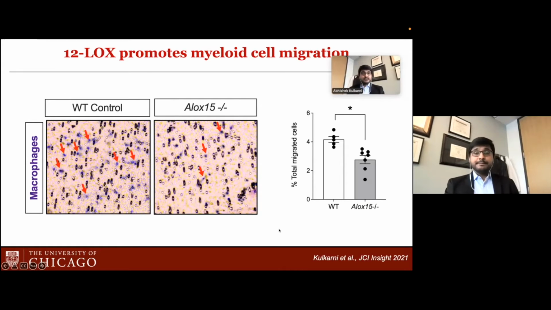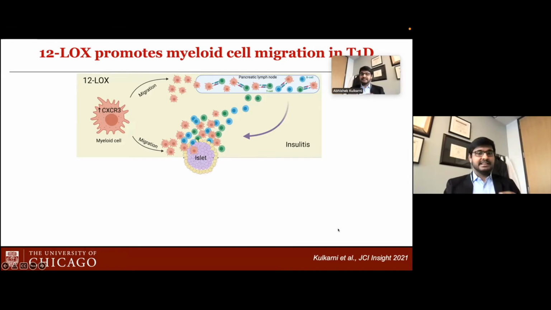The second major finding from this study was that when you delete 12-LOX from these myeloid cells, it significantly impairs their ability to migrate. So then we went ahead and did some mechanistic studies and also looked at insulitis and other islet studies, and we found that 12-LOX regulates myeloid cell migration by regulating the levels of a chemokine receptor known as CXCR3 on these cells.